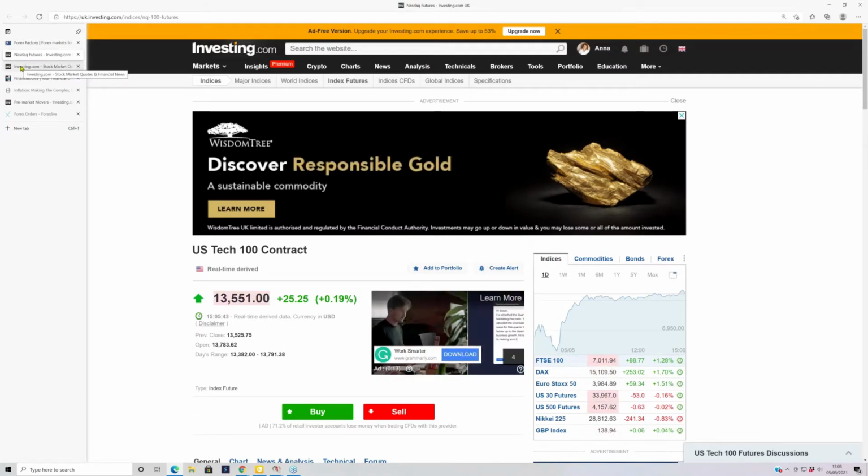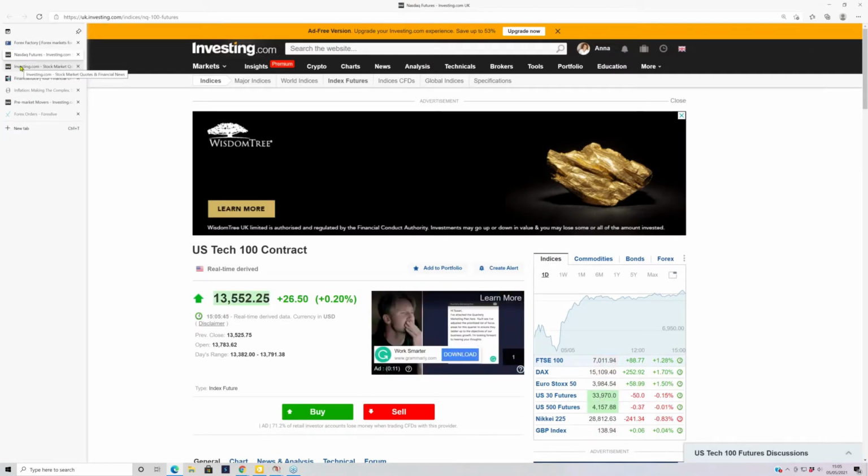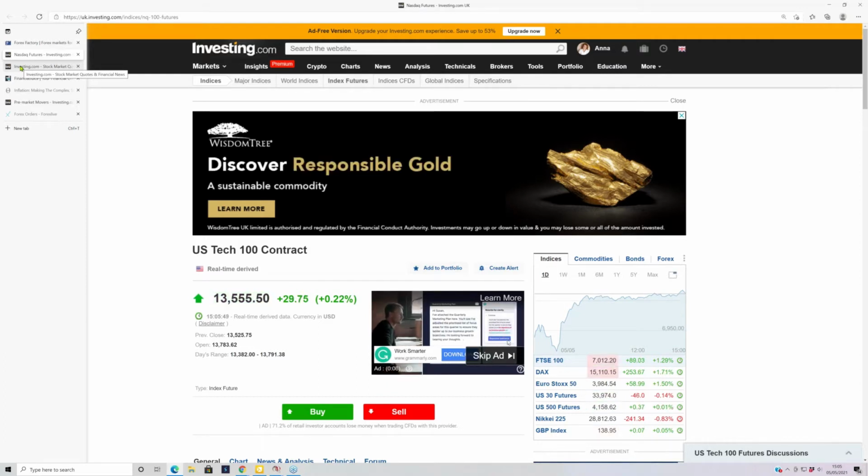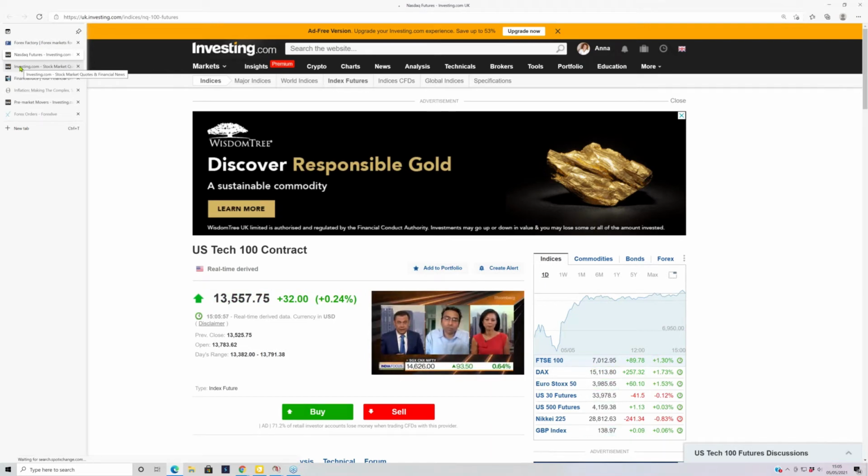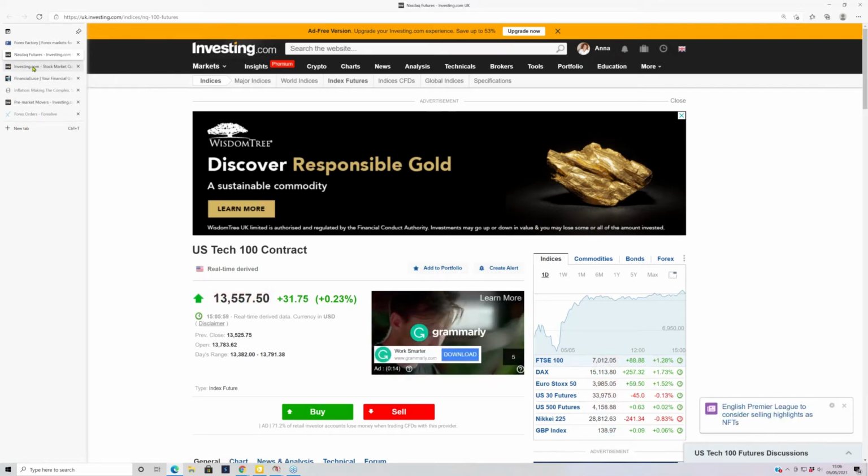Have an idea if your stock is part of, say, the NASDAQ, how is it moving in relation to the NASDAQ? Is it outperforming it? Is it underperforming it? And also, what are the key levels for the indices? Because everything is related. As I said, nothing moves in a vacuum.